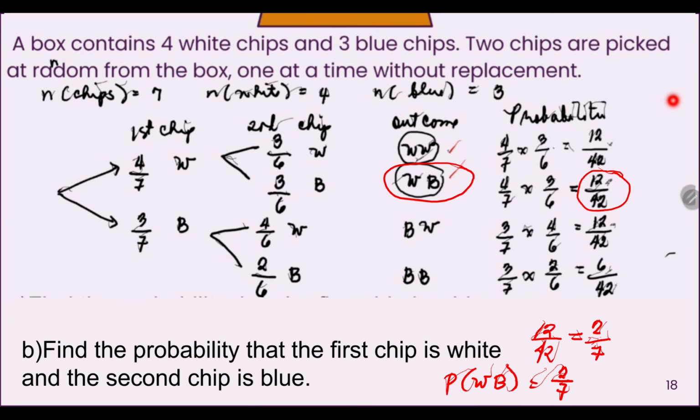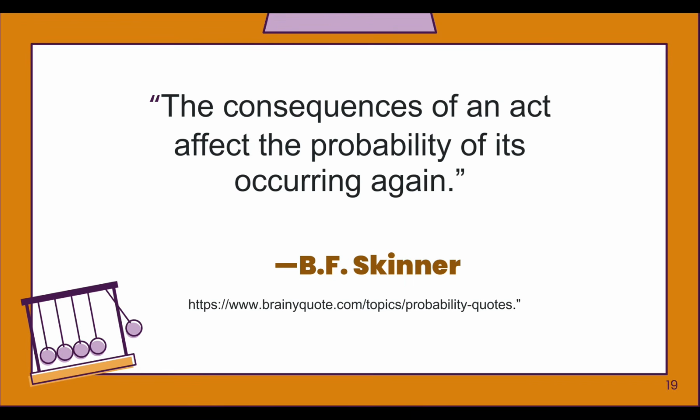So there you have it, ladies and gentlemen, examples on probability tree diagram considering both the independent events and dependent events. Thank you again for listening, and let me end up with this. The consequences of an act affect the probability of its occurring again. That is for dependent events considering our life.